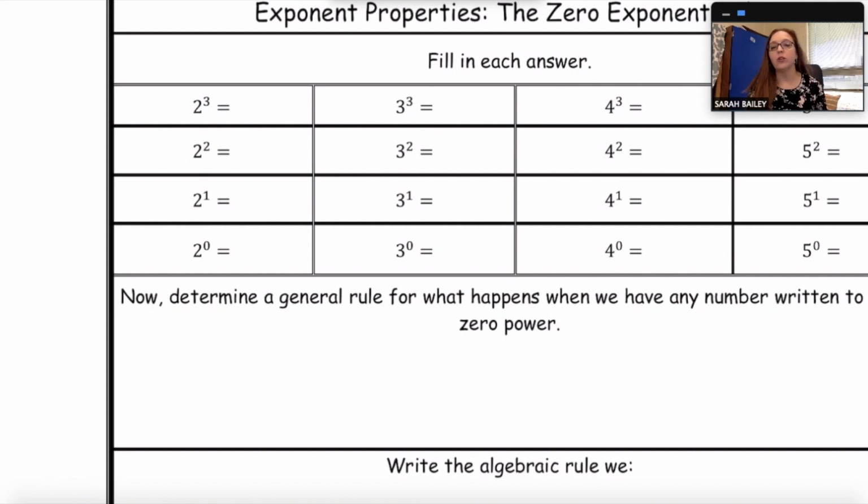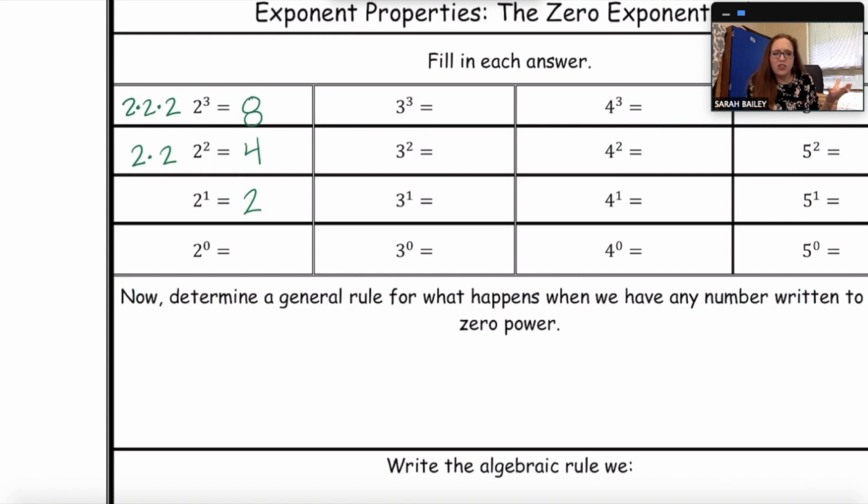So the first thing we're going to do is find 2 cubed. Now remember that 2 cubed means 2 times 2 times 2. So that's going to give us 8. 2 squared means 2 times 2, which is 4. 2 to the first is just a 2. So the exponent is telling us how many times to write down that base, okay?